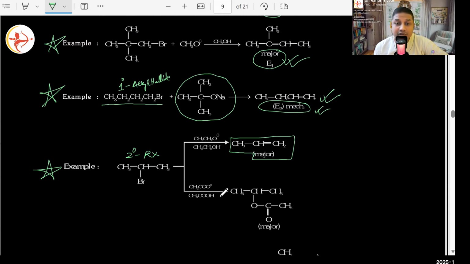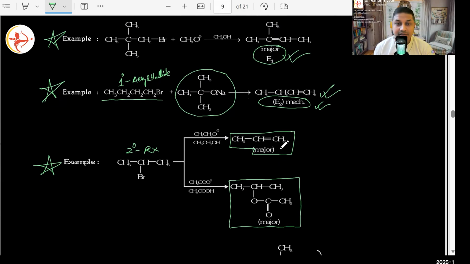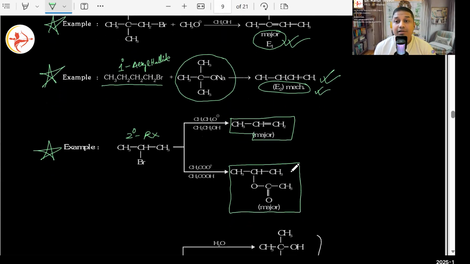correct, ion, what are we using? Acetate ion, CH3COO minus. If you go for that, what will happen? The major product will be this: CH3COO minus will go and attach there. That will become your major product. That means not elimination, substitution happened. SN2. Who substituted whom? Acetate ion substituted bromide ion. Here, E2.